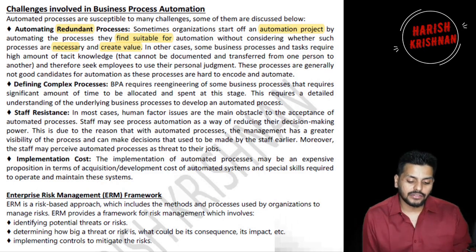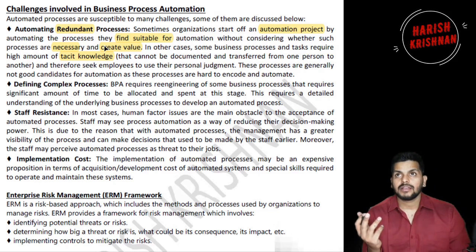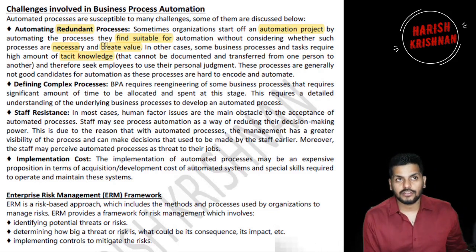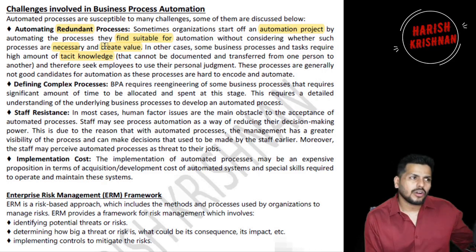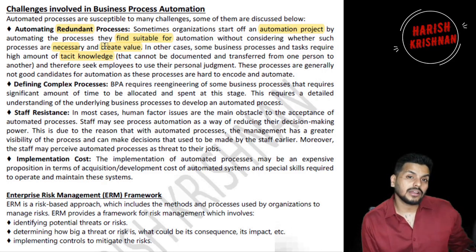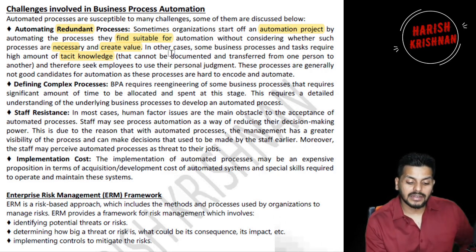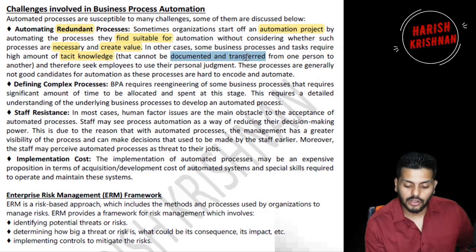In other cases, some business processes and tasks require a high amount of tacit knowledge. There are two types of knowledge: explicit knowledge and tacit knowledge. Explicit knowledge is something that comes from reading books, or it's published knowledge. Basically, it's available around. But tacit knowledge is the knowledge that you gather with experience. That is why they gave in the bracket that it cannot be documented and transferred.